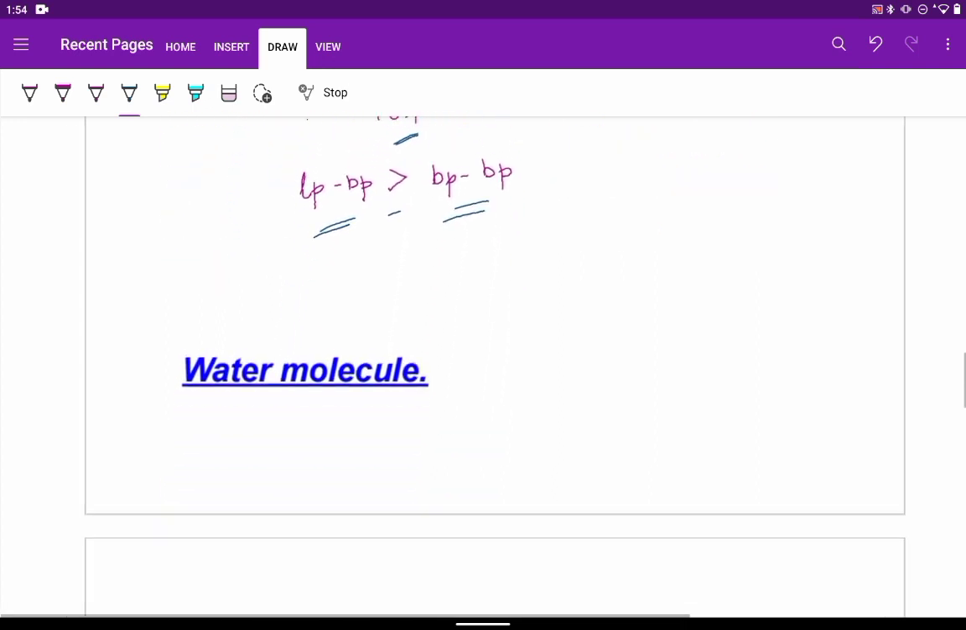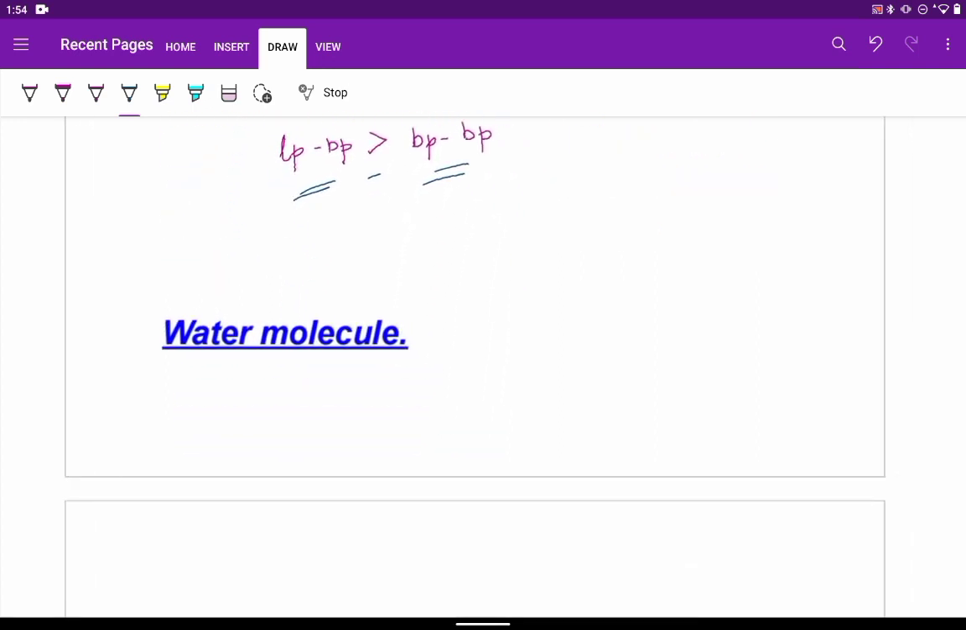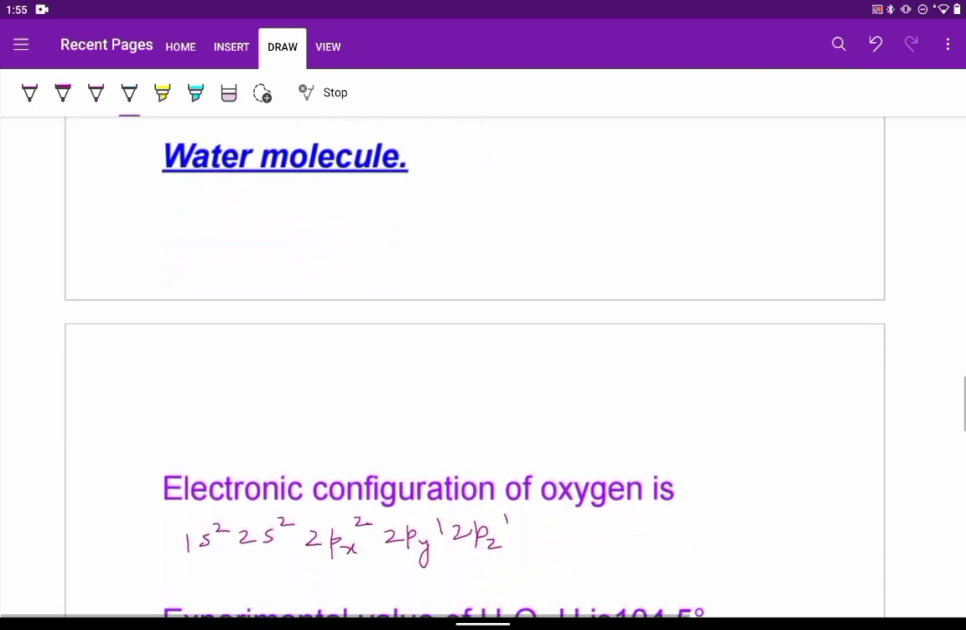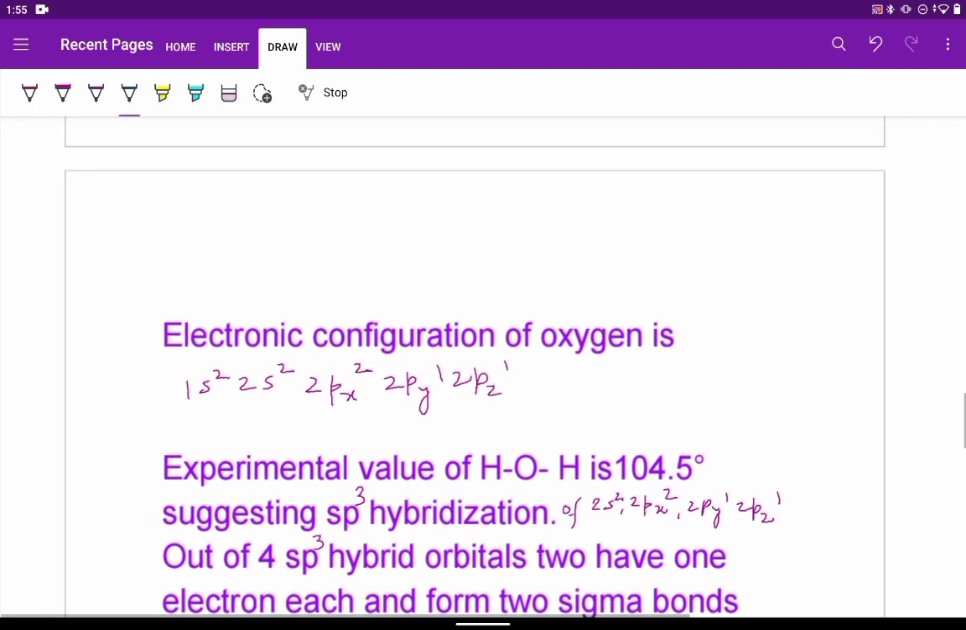Now we will further try to understand with another example of water molecule, H2O. In that, we have to see the electronic configuration of oxygen. Oxygen electronic configuration is 1s2, 2s2, 2px2, 2py1, 2pz1. Now here the experimental value of HOH bond angle shows that it is 104.5 degrees. So this also suggests sp3 hybridization.